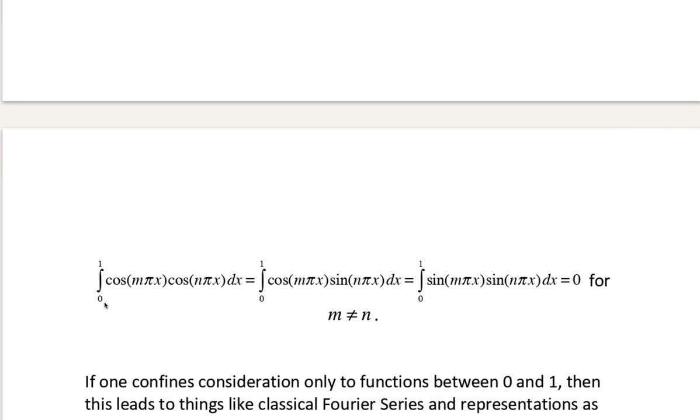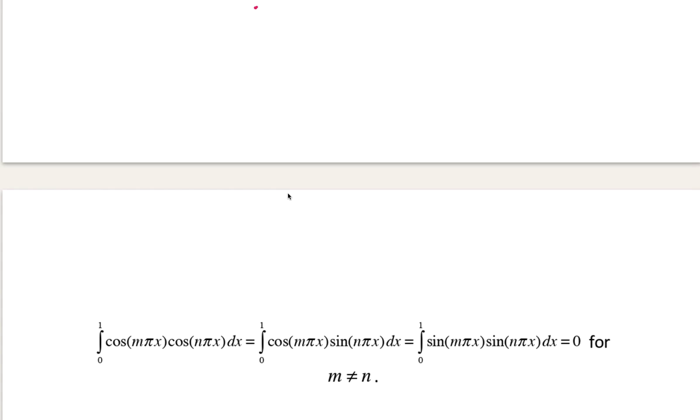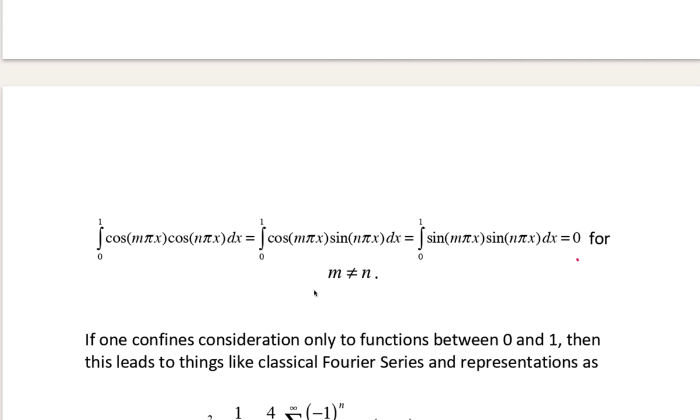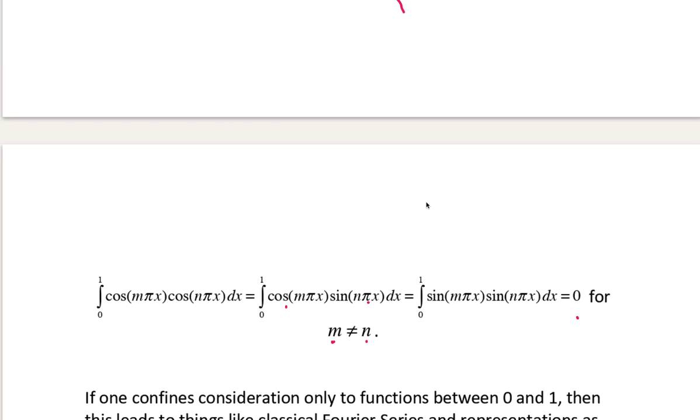If you take the integral from 0 to 1 of the product of any two distinct elements of that set, you will get 0. Okay? So I wrote it this way, you see. Integral from 0 to 1 cosine m pi x cosine n pi x dx. That's going to be 0 if m and n are different. By the way, it's never going to be 0 if they're the same. Okay? And same thing, cosine with a sine, sine with a sine, and so forth. So these are orthogonal functions under that inner product that we came up with.